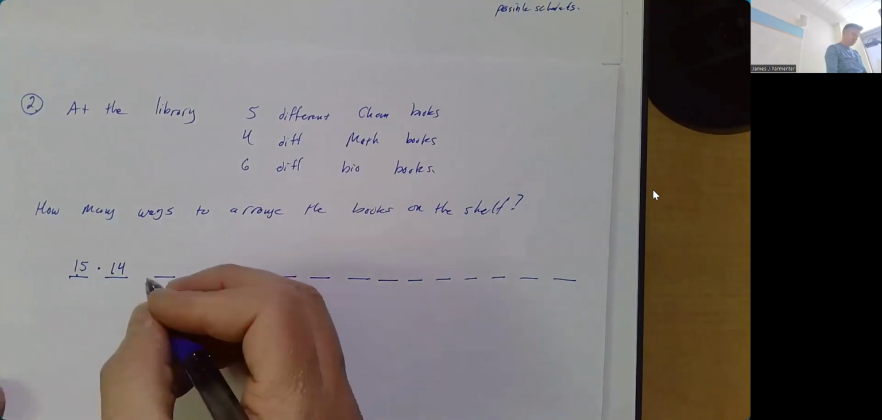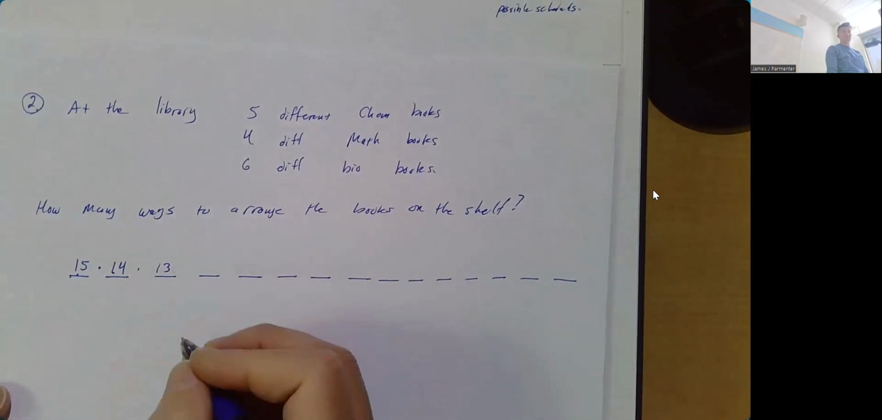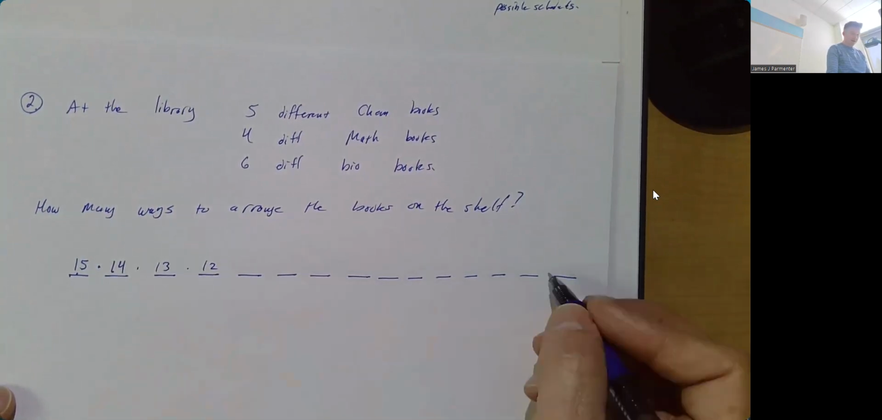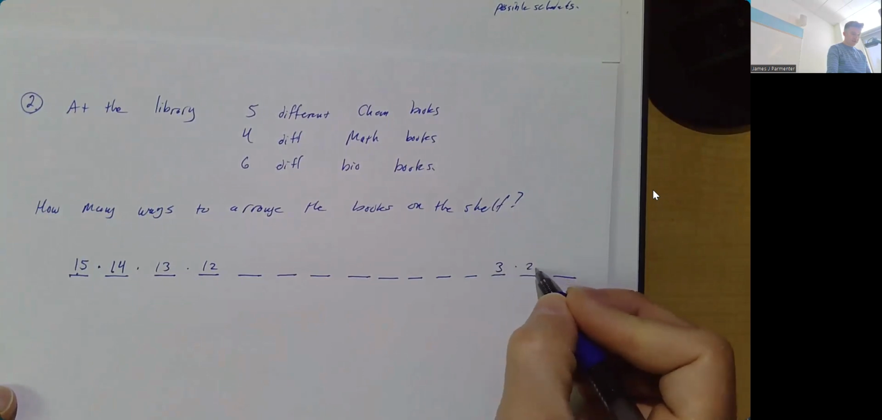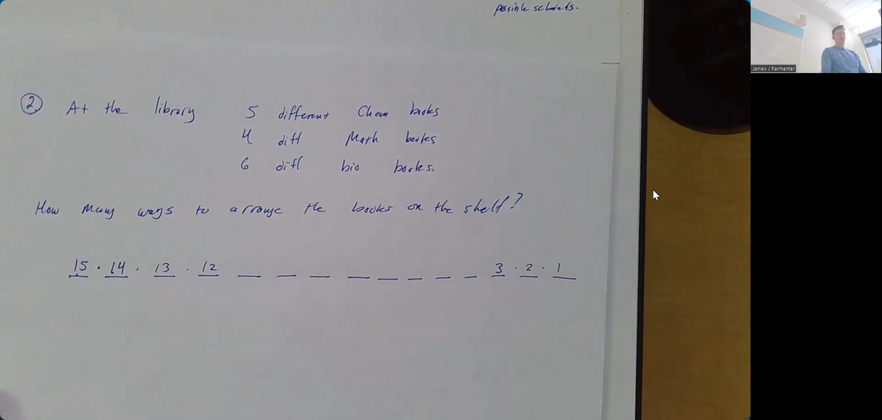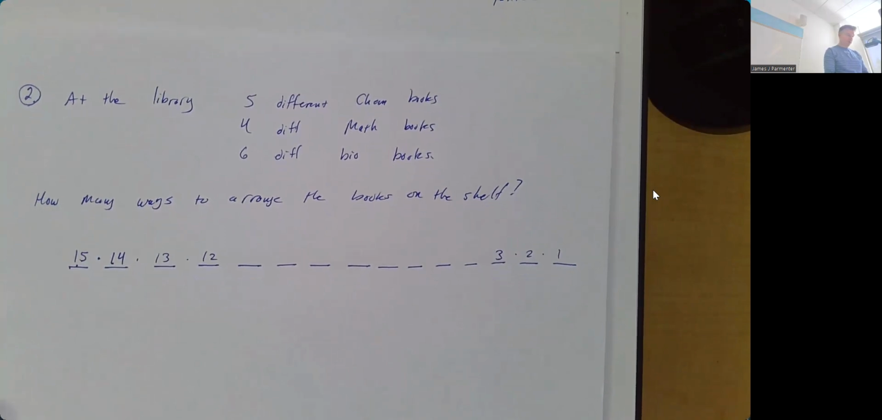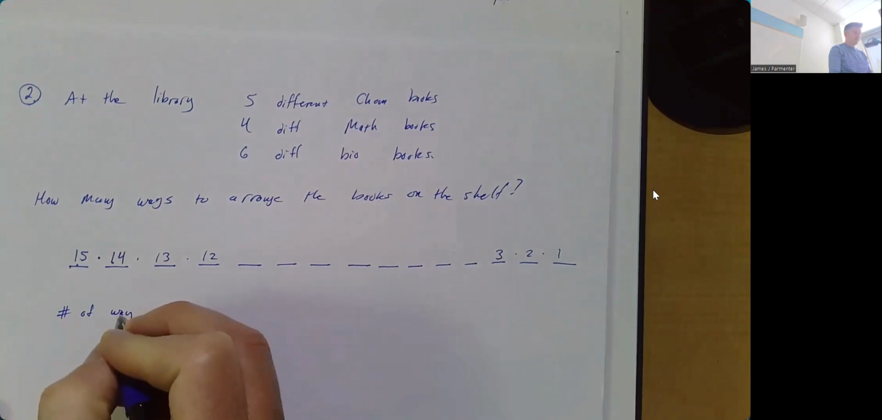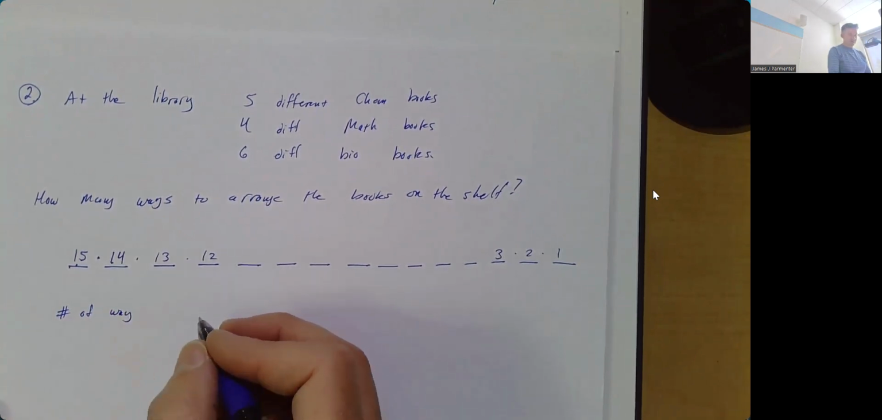And then we continue on. There's 13 choices for the third spot. There are 12 choices for the fourth spot, all the way down to 3 times 2 times 1. And of course, we don't want to write all that out because we like writing compact notation. So the number of ways is going to be 15 times 14 times 13 times all the way down to 1, which is 15 factorial.